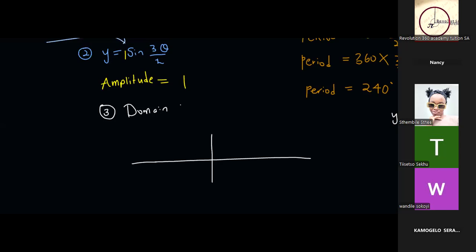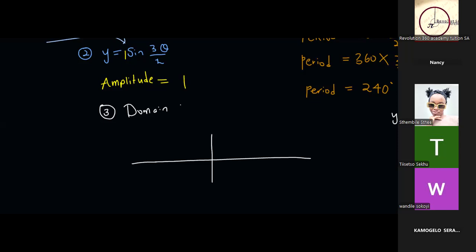Sure, so now let's continue. So we are going to draw the graph. They're saying from negative 180 up until 180, right? You can use the step of 45 if you want, because if you use the one for 360, it will be too small.